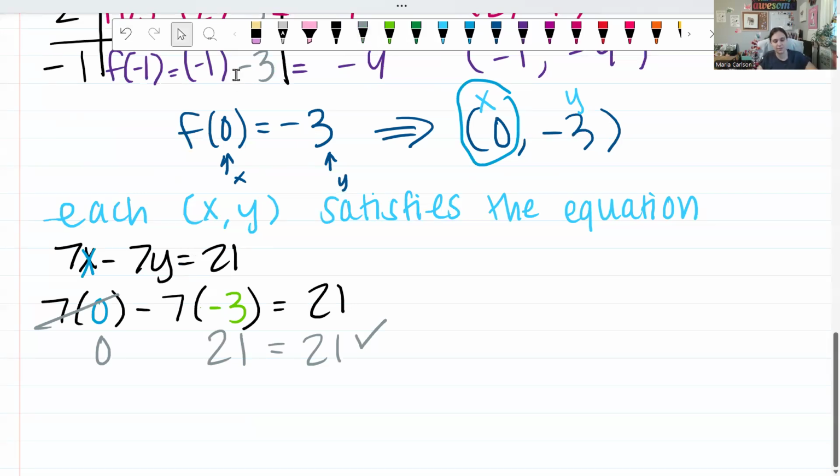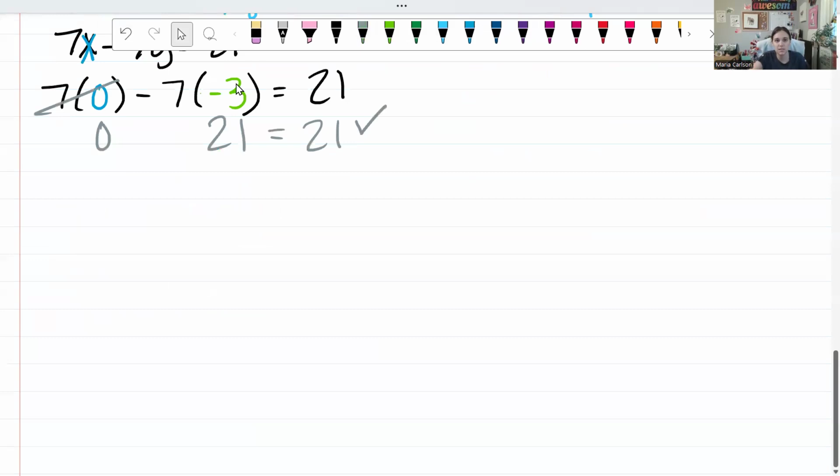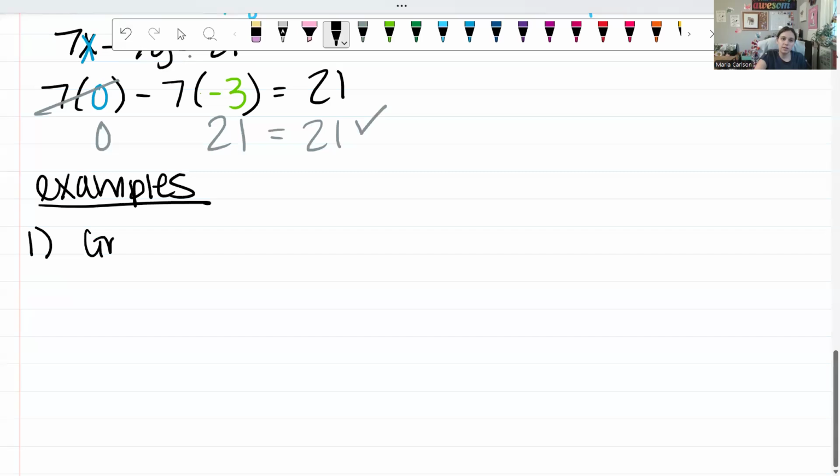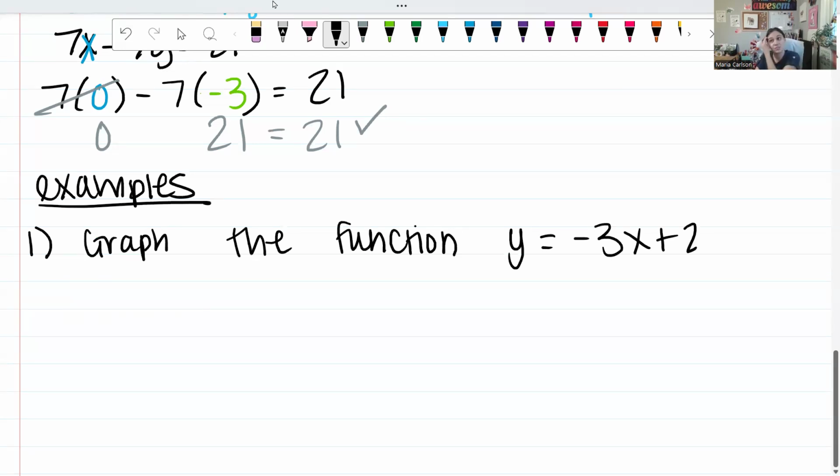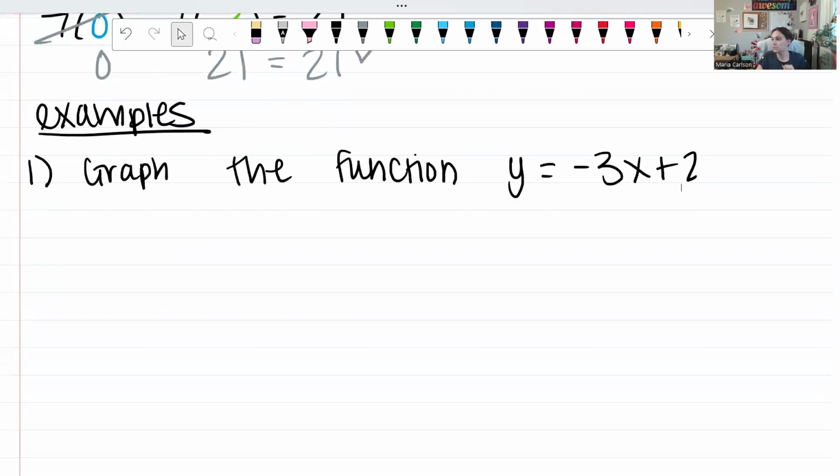So each point satisfies. Let's look at some examples of building linear functions now that we've kind of played around with them. So we are going to begin by graphing the function y is equal to -3x plus 2. And I just realized I did not get a graph for us to use for this. So let me see. We can just make one. I'll show you how I build a graph by hand.